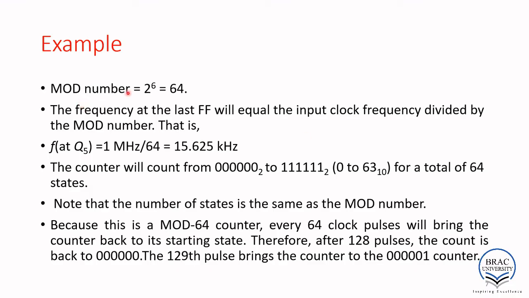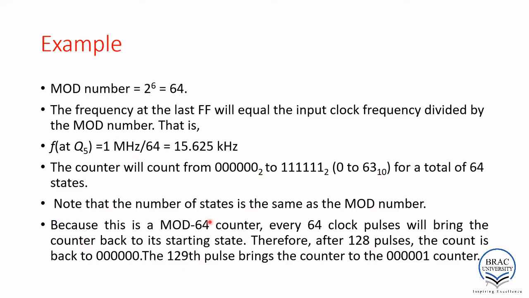Okay, the mode number: you know it is 2 to the power the number of flip-flops, which is 64. The frequency at the last flip-flop will be equal to the input frequency divided by the mode number. Your input frequency is 1 and the mode number is 64, so it becomes 15.625 kilohertz. It will count, as we said, 0 to 2 to the power n minus 1, which is 63. So 0 to 63.